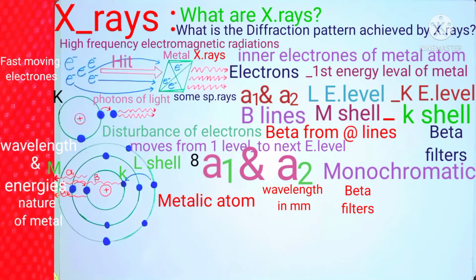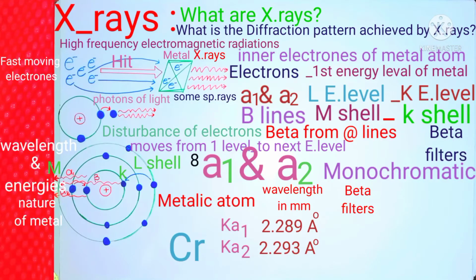Beta filters can separate the wavelengths of lower wavelengths so that alpha lines may be used in X-ray crystallography. Suppose our target metal is chromium. The wavelength of its alpha 1 line will be 2.289 angstrom. The wavelength of alpha 2 line will be 2.293 angstrom.